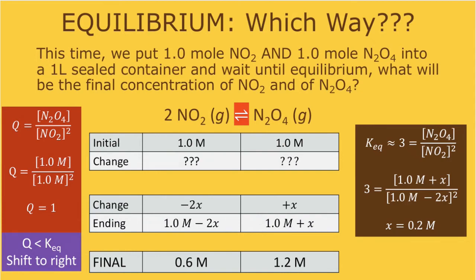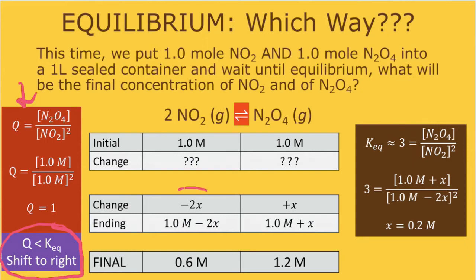We have to use the reaction quotient Q, which has the same format as KEQ, but describes the current conditions, not at equilibrium. So that's the Q that's in the red box on the left. And if we plug in the numbers, the 1 mole and 1 mole, we find that Q equals 1. And in the equilibrium chapter, we learn that if Q is less than KEQ in the purple box, we shift to the right.